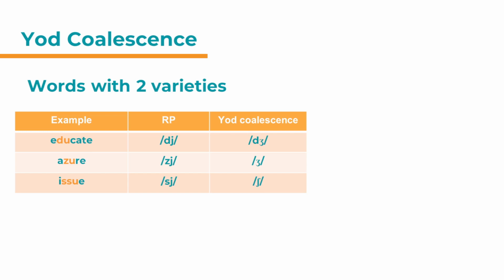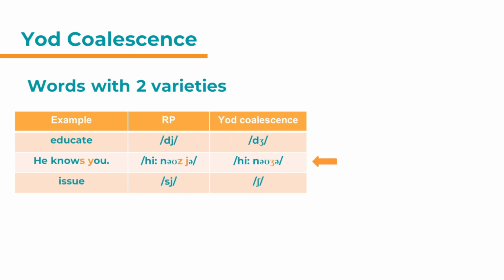And you might have heard both of those varieties used. Maybe you didn't pay attention. Next time you listen to somebody speak in English and one of these words comes up, pay attention and see which variety they use. Here are the words again with their phonemic transcript, and I'll read over them once more. Educate, educate. Azure, azure. Issue, issue.